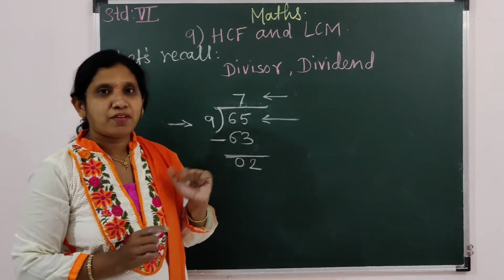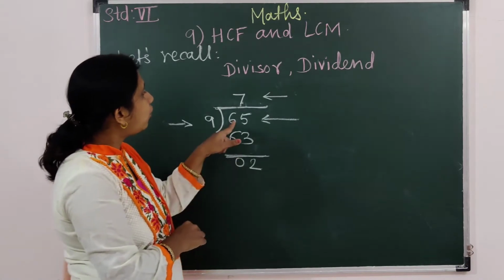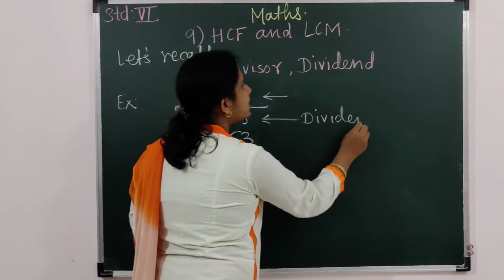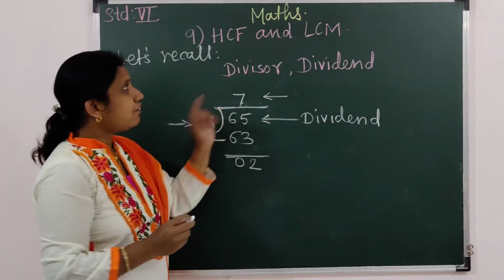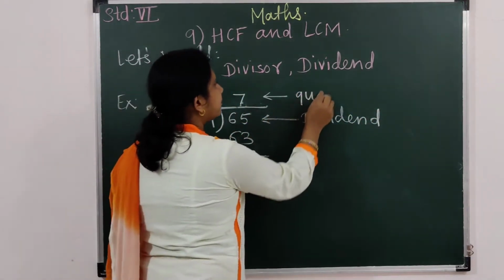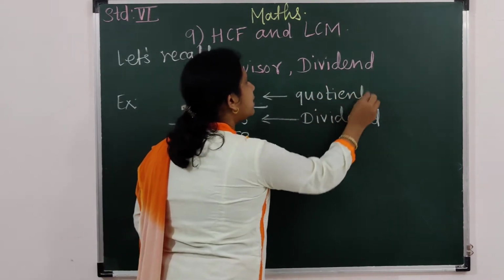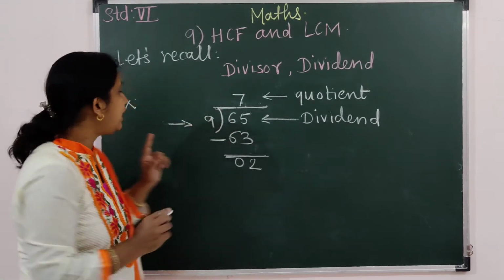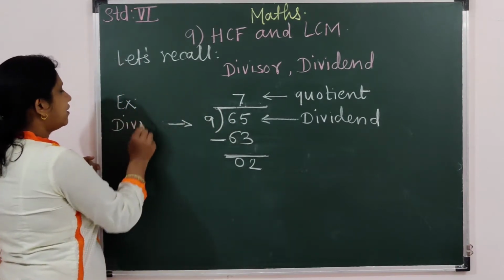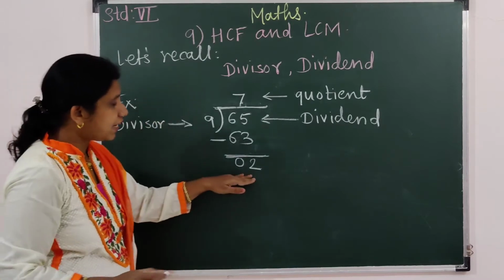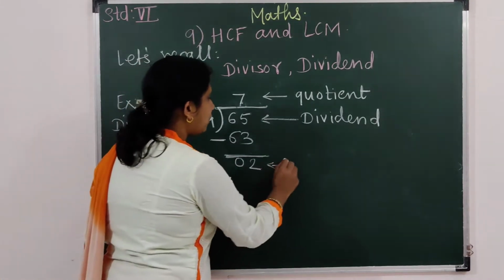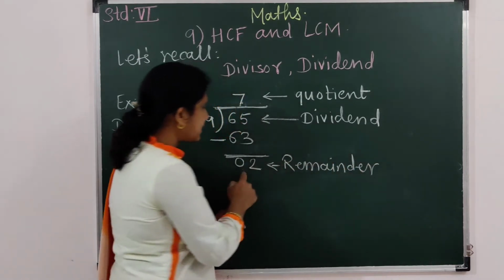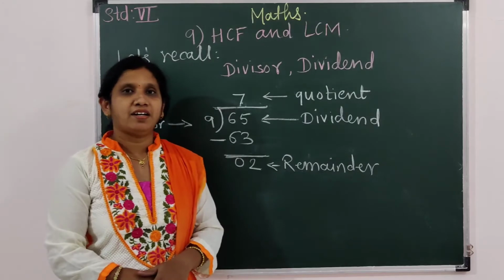Now as usual in the previous example, what I told, this 65 is a dividend. 7 is a quotient. And by which number we are dividing the dividend is known as divisor. Whatever is remaining or whatever is left is known as remainder. So in this example 2 is the remainder.